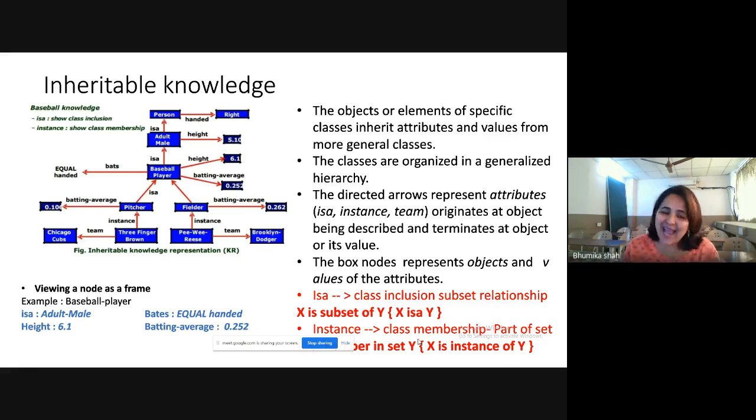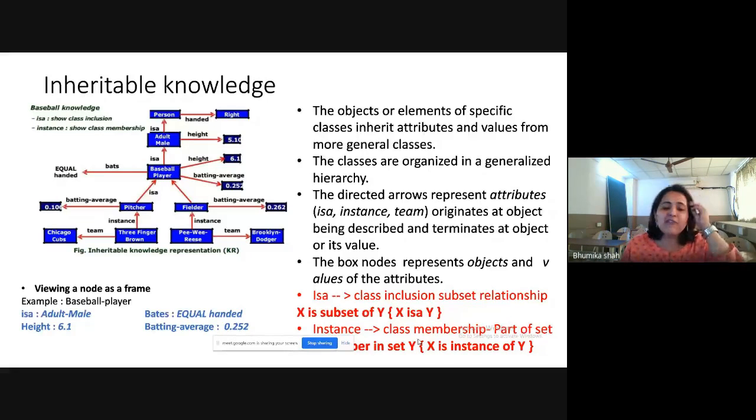So picture is a set which contains different members, different objects, and one of the objects is Three Finger Brown. Are you getting what I'm trying to say? Just like A, B, C in the curly brackets, if you write the names of all the players, then one of the players, Three Finger Brown, is a member of that particular set, and the name of that set is picture. Okay. So what do they mean by instance? Instance means class membership, being a member of a particular class.